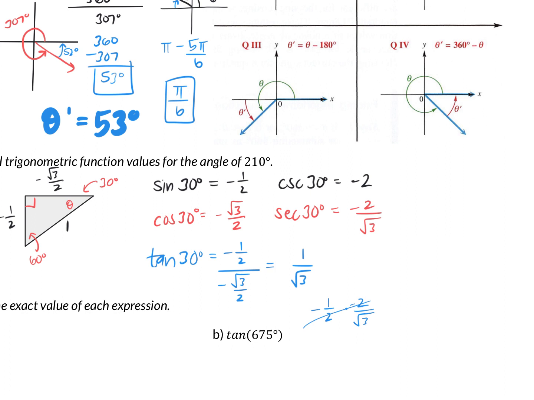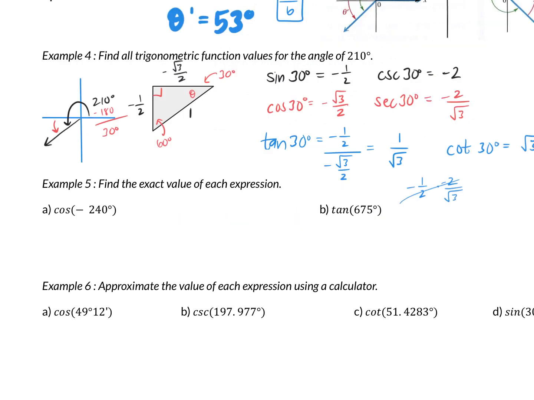And then that means that my reciprocal function cotangent of 30 is going to be the square root of 3. All right, these next two, we're going to find the exact value without using a calculator. So I need to draw a picture of where cosine of negative 240 degrees is going to be. Negative 240 means I'm starting at this x-axis over here, and negative means I'm going clockwise 240 degrees.